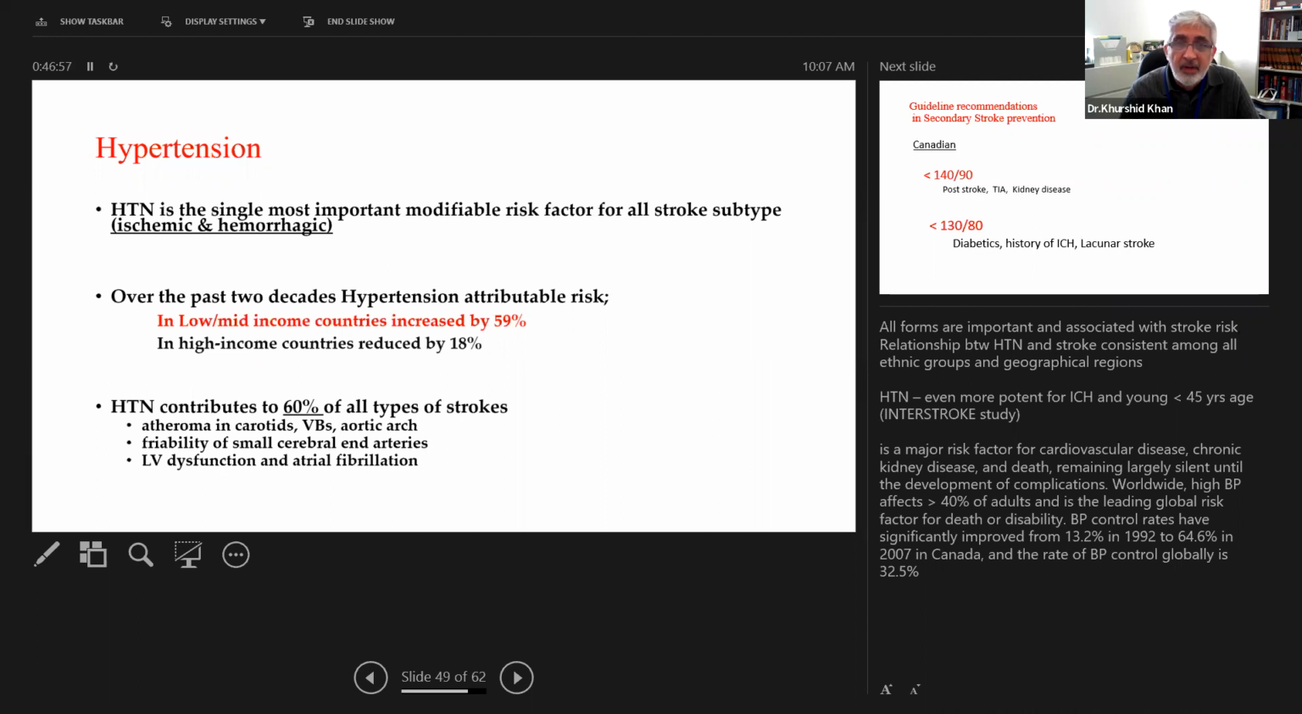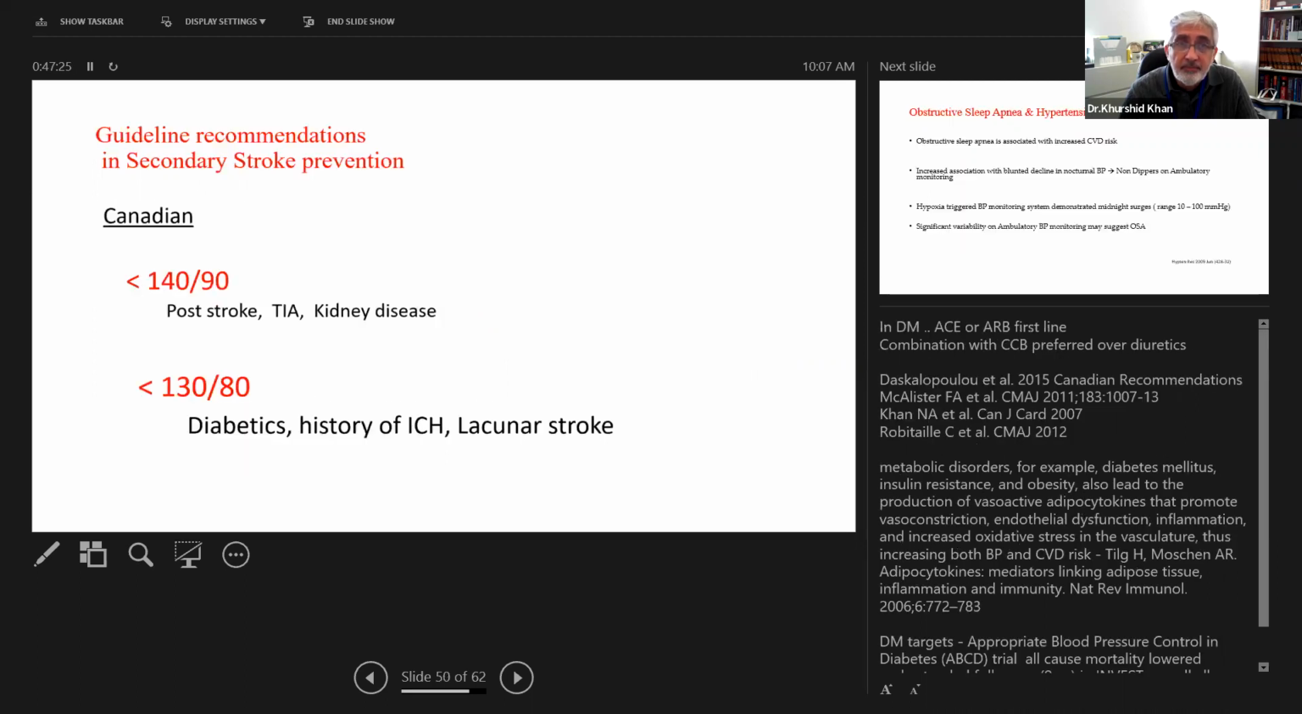Hypertension, as we all know, is the most important modifiable risk factor. And in the low and middle income countries, it is responsible for almost 60% of the cases of cardiovascular events. And it is a silent disease, unfortunately, only diagnosed as far as the patient is concerned once it has resulted in some end organ damage.